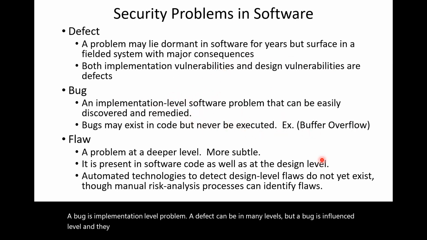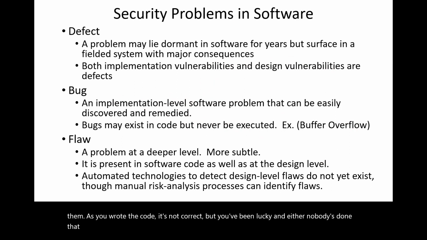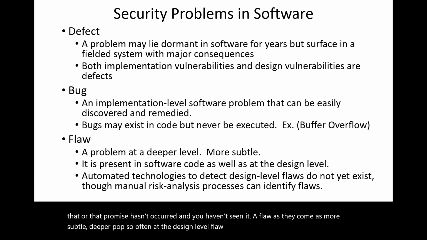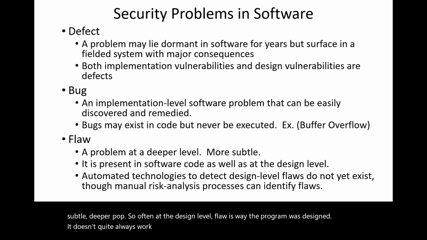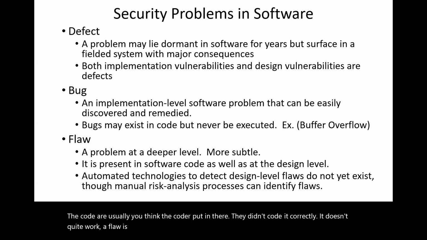And again, you may have a bug out there that never happens. You wrote the code, it's not correct, but you've been lucky and either nobody's done that or that problem just hasn't occurred and you haven't seen it. A flaw is a more subtle, deeper problem. It's often at the design level. A flaw is in the way the program was designed. It doesn't quite always work correctly. So a bug is something the coder didn't code correctly. A flaw is, oh yeah, that's probably not the right way to do this. At a higher level, at the design level, they made a mistake.